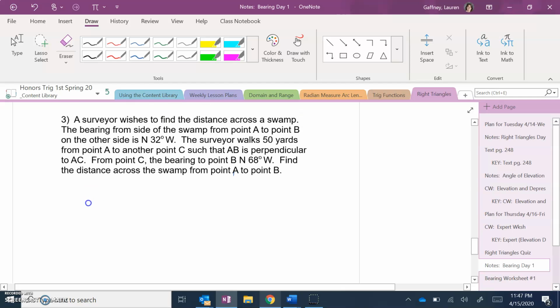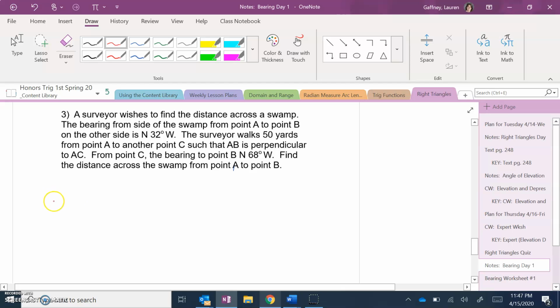Okay, let's start to back up here. So here's my swamp in here. I have point A and point B. The reason I set them up that way is the bearing from point A to point B. If I draw a vertical through this point, I want to go 32 degrees west from north, which would look like this. That's why I positioned them the way they are.